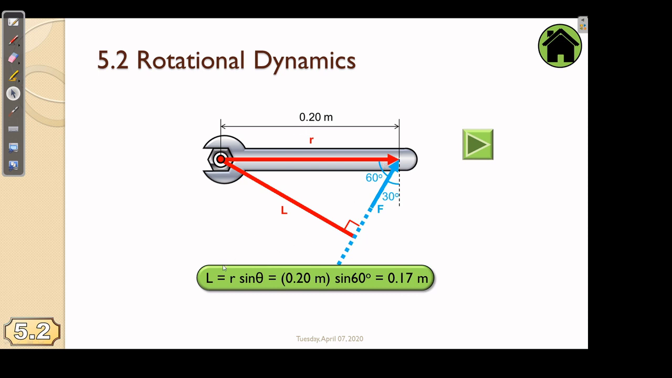And we will find the lever arm by multiplying the radius, which is still 0.20 meters, by the sine of 60 degrees. 0.20 meters times sine of 60 is about 0.17 meters. So we see that the lever arm in this case is less than the length of the radius, which tells us that applying the force at this angle will be less effective than if we had just applied it perpendicular to the radius. So if we change the angle between the force and the radius, then it becomes less effective at causing the wrench to rotate.